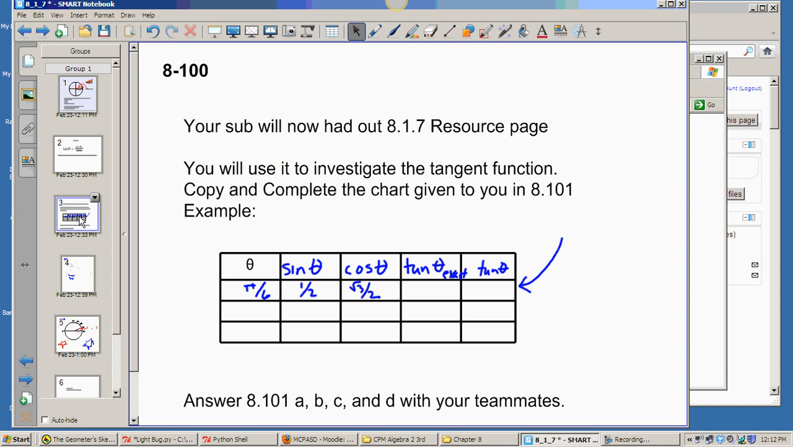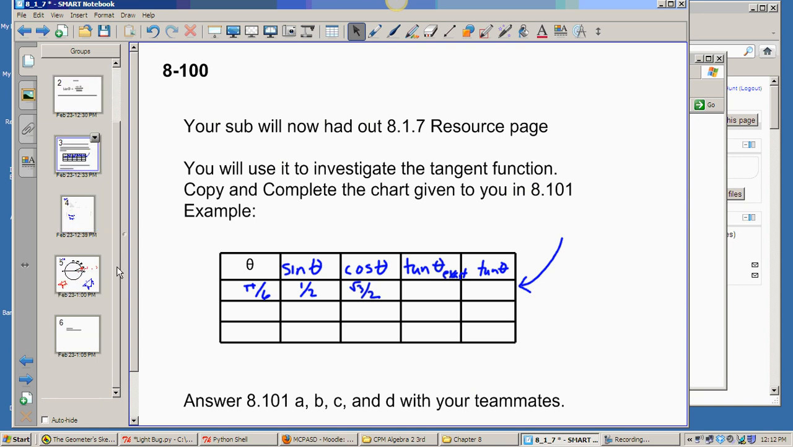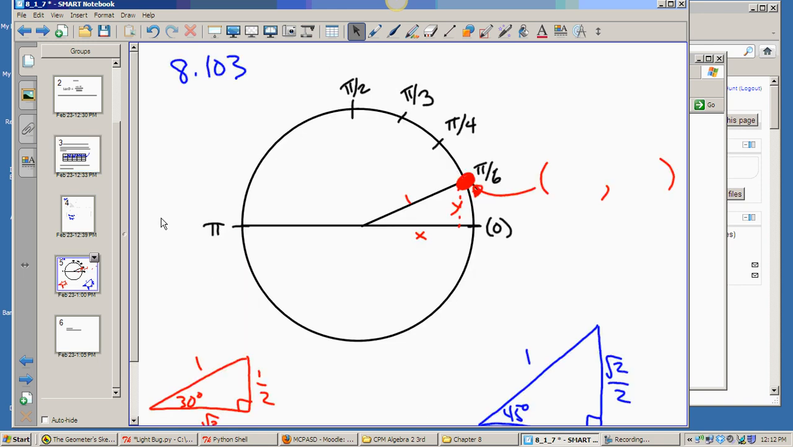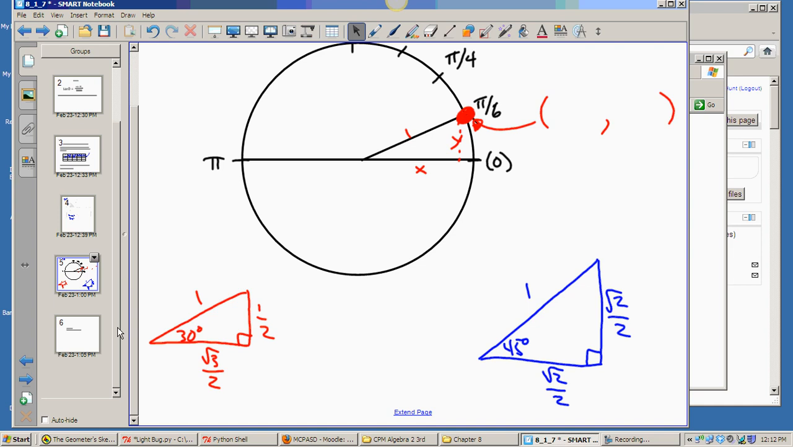Now that you've had a chance to read 8100, you're going to copy and complete the chart. Before you start working on that, hopefully you have all of the values for those right triangles. But just in case you don't, I'm going to put them up here. The 30, 60, 90 triangle is down here. Don't pay any attention to that circle up there. It's for a different problem. But right now, just look down here.